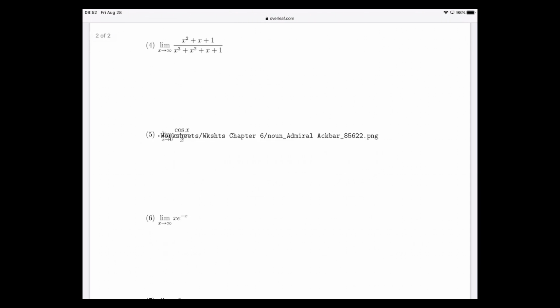In particular, sometimes you have to use L'Hopital's rule more than once. For example, on number 4 there, is it infinity over infinity? Yes. If I take the derivative of the top, I'm going to get 2x plus 1. If I do the derivative of the bottom, I'll get 3x squared plus 2x plus 1. Well, if I let x equal infinity, it's still infinity over infinity. So just do it again. Like integration by parts, sometimes the solution is just to do it a couple more times, and eventually it works out.